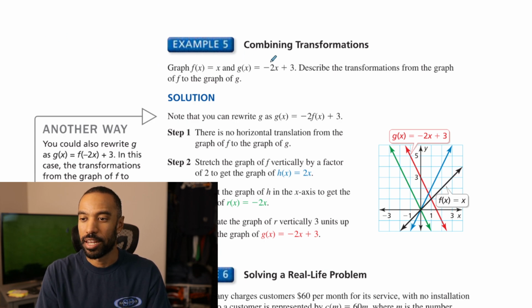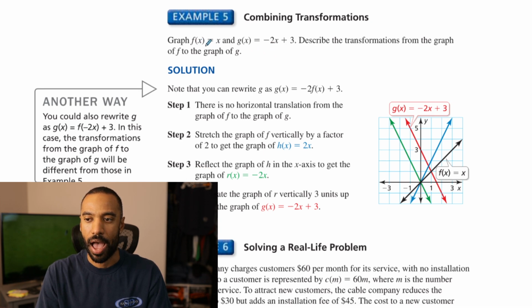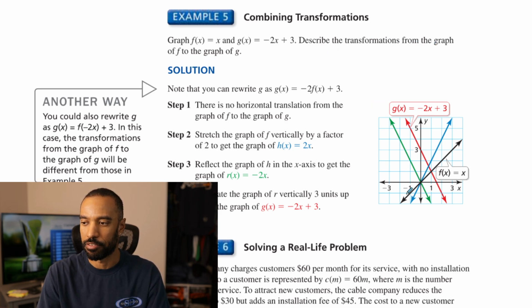We have more to say. Combining transformations. So here are the examples. Graph f of x equals x and g of x equals negative 2x plus 3. Describe the transformations from the graph of f to the graph of g.